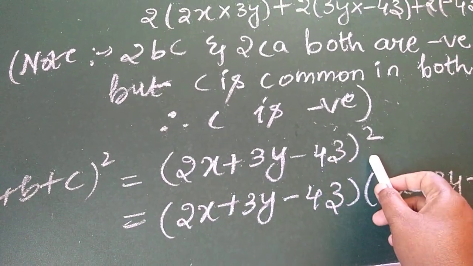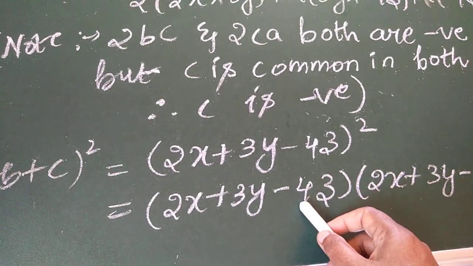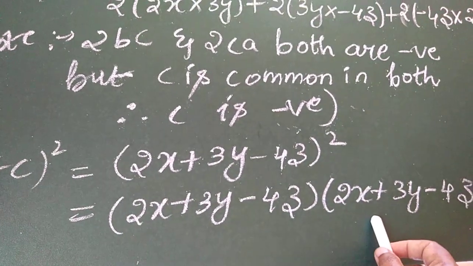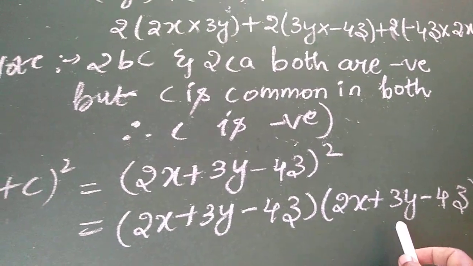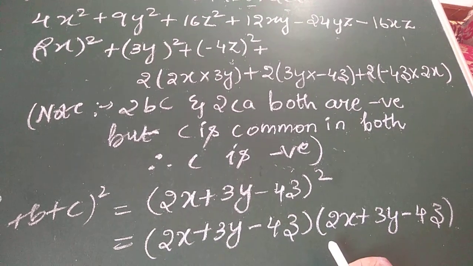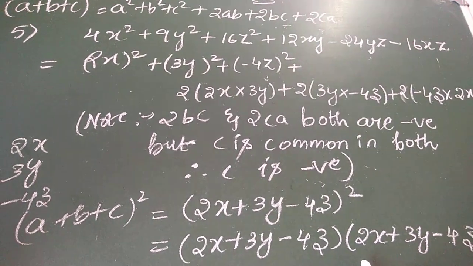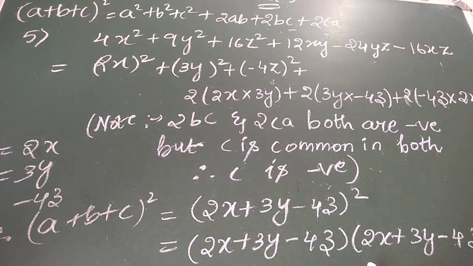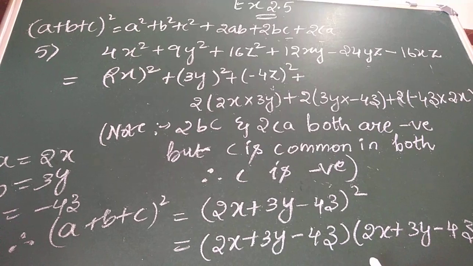Whole square, it is nothing but similar to a square. A square means we write a multiplied by a. Hence (2x + 3y - 4z) multiplied by (2x + 3y - 4z). Whenever there is a question as factorize, you have to write this expanded form into the given identity form. Okay. Is it clear children now?